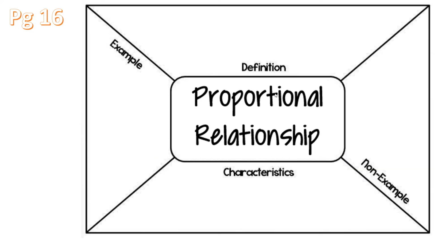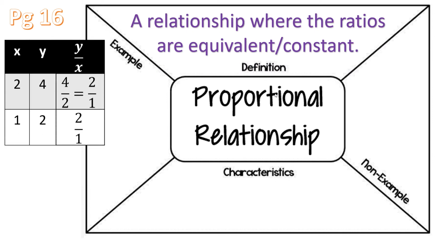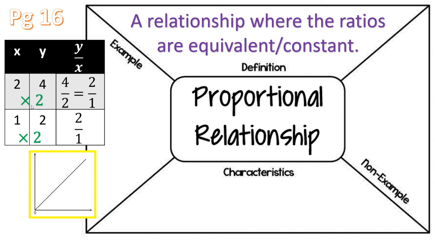So on page 16, you should have proportional relationship. The definition is a relationship where the ratios are equivalent and constant. So for example, if we have a table with 4/2, that is equal to 2/1, then that would be proportional to the ordered pair 2/1, because 2 times 2 is 4 and 1 times 2 is 2. So 2/1 is the constant of proportionality that causes this to be a proportional relationship.